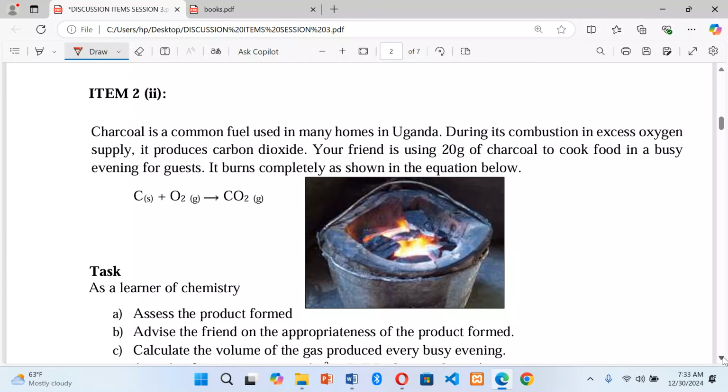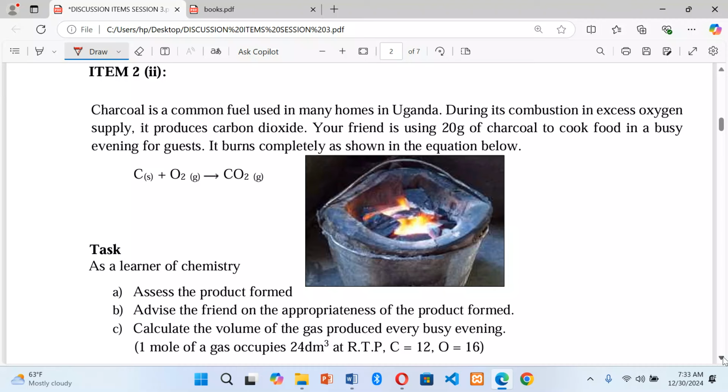Now, item 2, still coming from section A, but we are looking at an example under that item 2 of section A, under the same element of construct. So what is it saying? The scenario: charcoal is a common fuel used in many homes in Uganda. During its combustion in excess oxygen supply, it produces carbon dioxide. Your friend is using 20 grams of charcoal to cook food in a busy evening for guests. It burns completely as shown in the equation below.